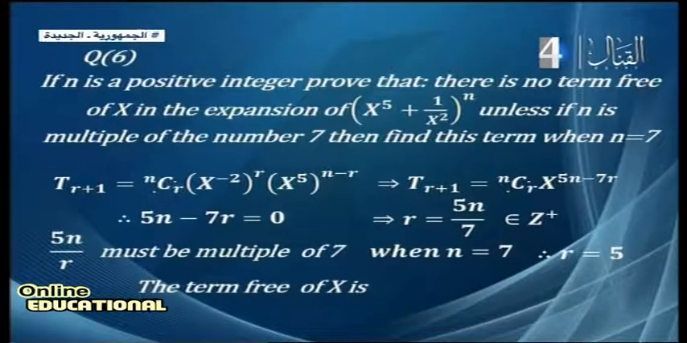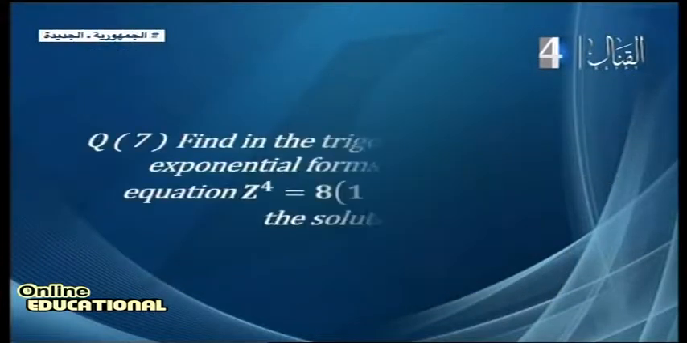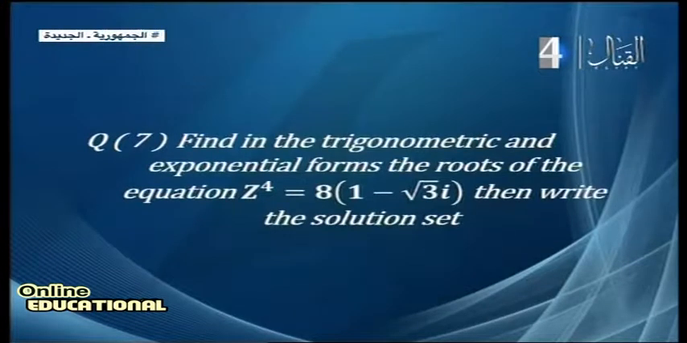The term free of x is T6 equals 7, C5, coefficient is 21. Another example. Find in trigonometric form and exponential form the roots of the equation z power 4 equals 8 multiply 1 minus root 3i, then write the solution set.